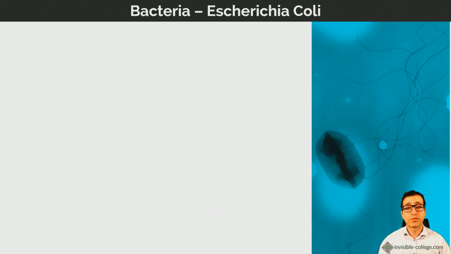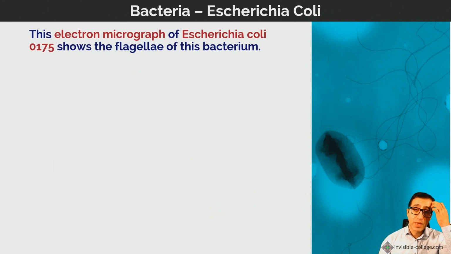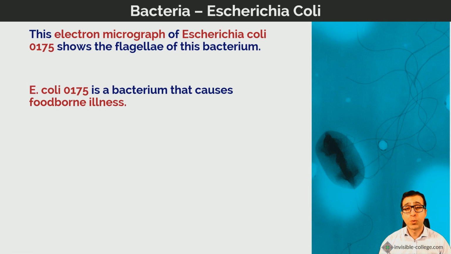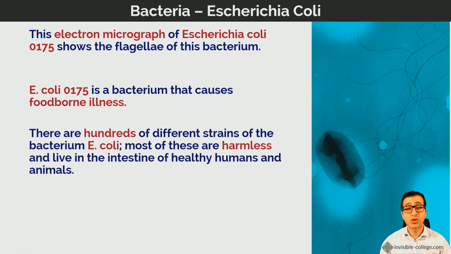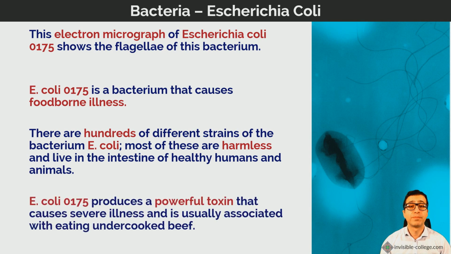So this electron micrograph shows an E. coli bacterium, and you can clearly see the flagellae of this bacterium. So this is the bacterium that causes foodborne illnesses, and there are hundreds of different strains of E. coli. Now, most of these are harmless and can be found in the intestines of most healthy humans and also other animals. This particular strain of E. coli, the O157 strain, produces a powerful toxin which can cause severe illnesses and is usually associated with eating undercooked beef.